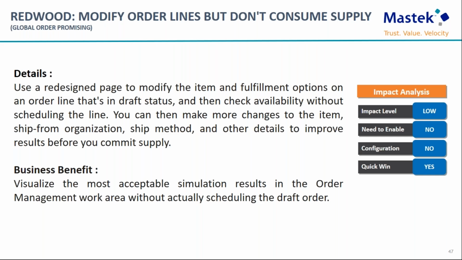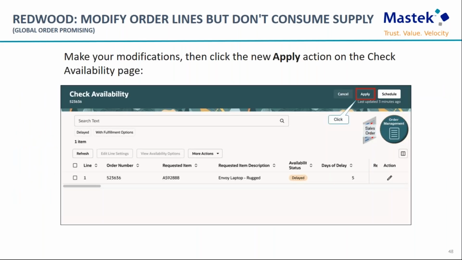The business benefit that this feature provides is that it helps in visualizing the most acceptable simulation results in the order management work area without actually scheduling a draft order, which comes in very handy. The impact level is low, need to enable no, configuration required no, and it's a quick win yes. As we can see here in the snapshot, the action will return the final simulation results to Oracle Order Management without scheduling in Oracle Global Order Promising.